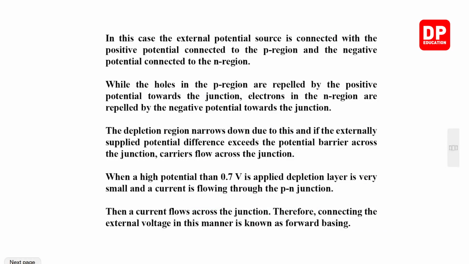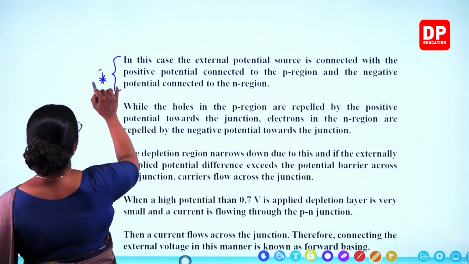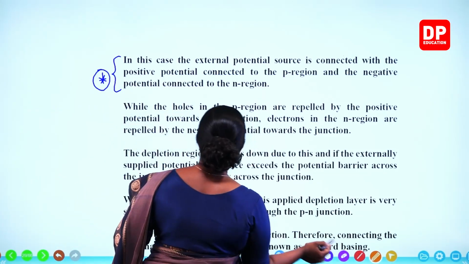In this case, the external potential source is connected with the positive potential connected to the P region and the negative potential connected to the N region. Very important. That is the process of forward biasing. So what do we do?